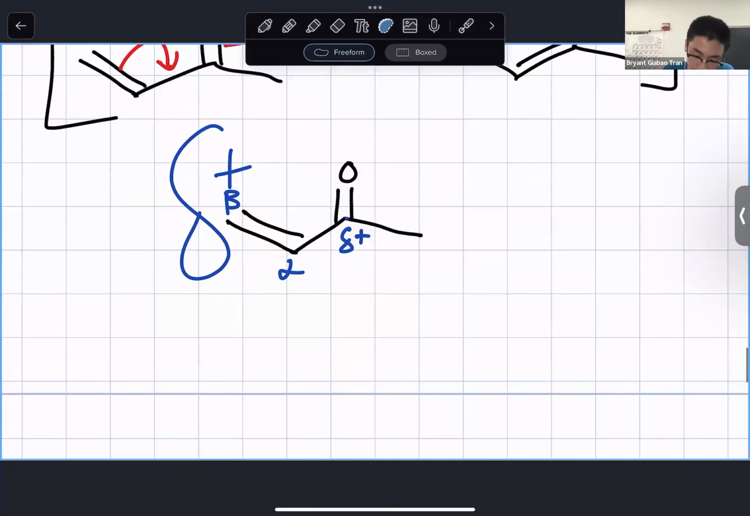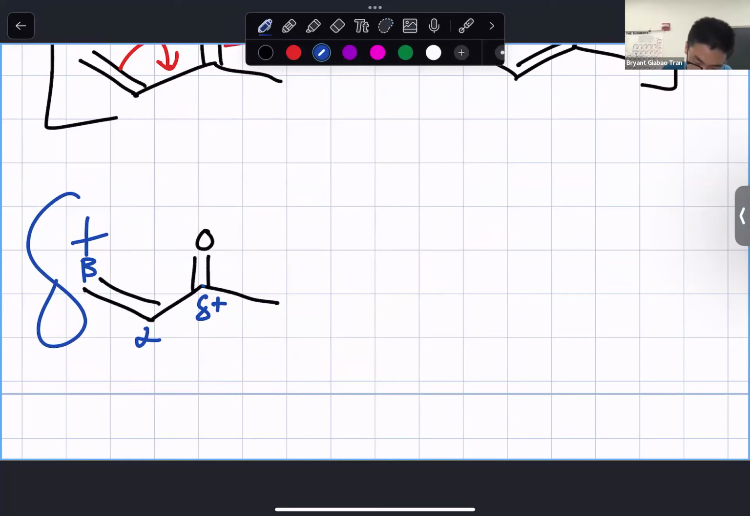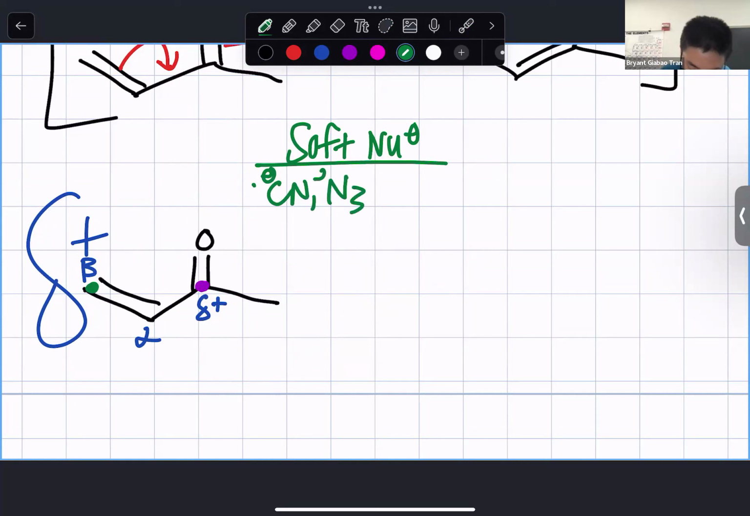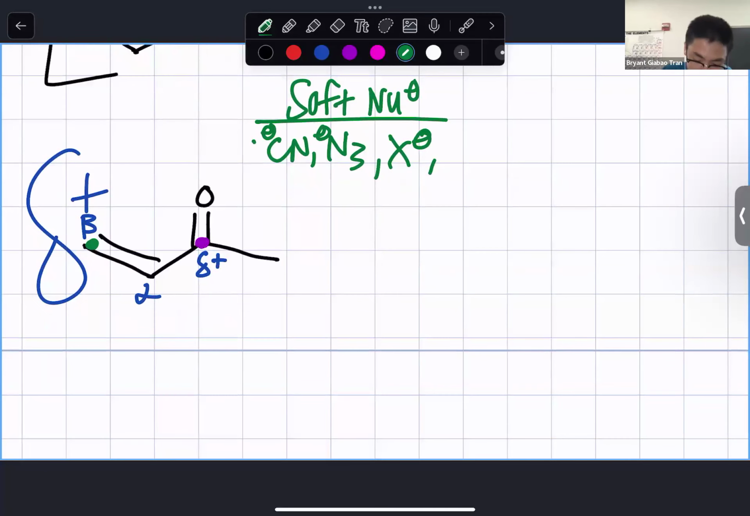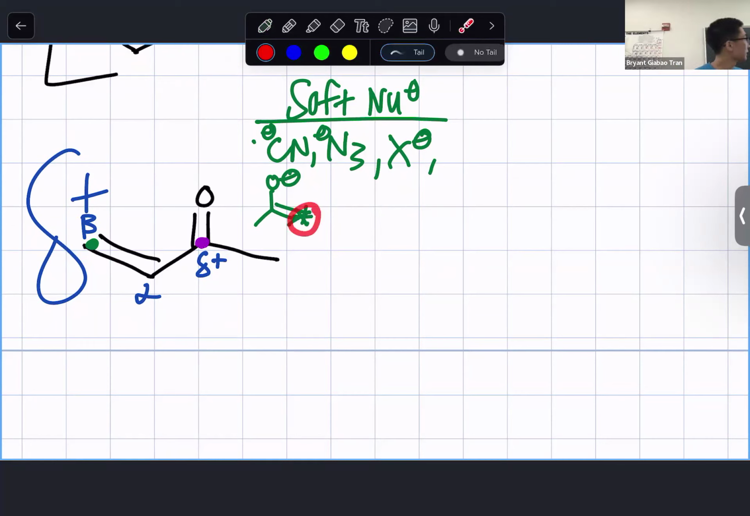So let's look at the differences between them. I'm going to circle that carbonyl carbon purple and this beta carbon green. Soft nucleophiles are your regular nucleophiles that you're used to with SN2 reactions, like CN minus, N3 minus, Br minus, or like X minus, any halogen. It could be, this is the new nucleophile that you learned here, an enolate, where the nucleophile is not the oxygen minus, but the alpha carbon. When we draw the resonance structure, we see that the negative charge on carbon is less stable than the negative charge on oxygen, which is why the alpha carbon is more reactive. So this carbon here is the nucleophile, not the oxygen.